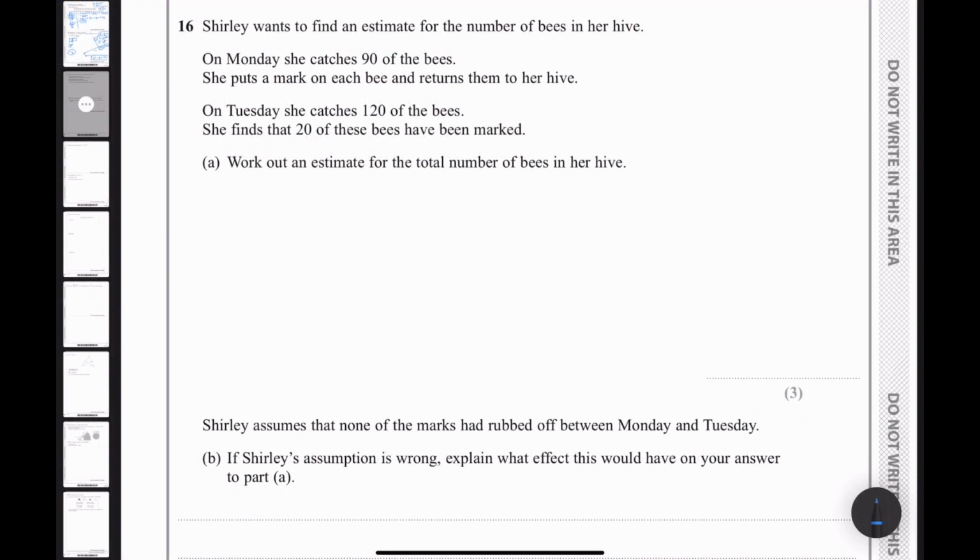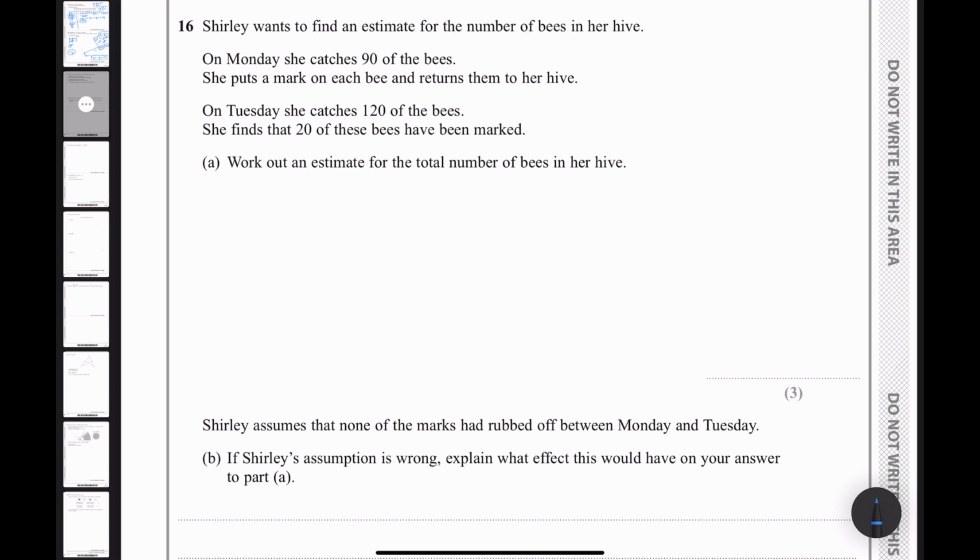Okay, so question number 16. It says Shirley wants to find an estimate for the number of bees in her hive. On Monday she catches 90 of the bees. She puts a mark on each bee and returns them to her hive. On Tuesday she catches 120 of the bees. She finds that 20 of these bees have been marked. Work out an estimate for the total number of bees in her hive.